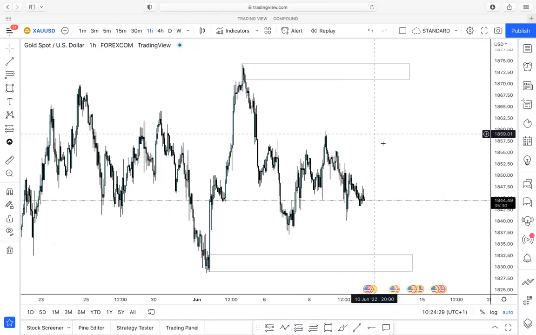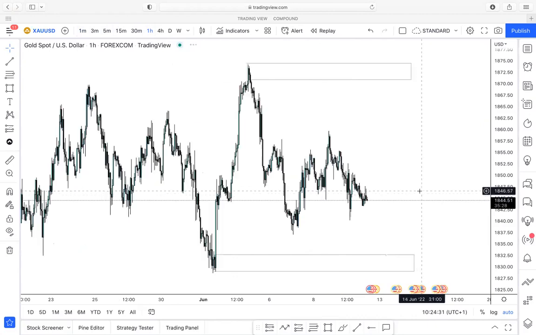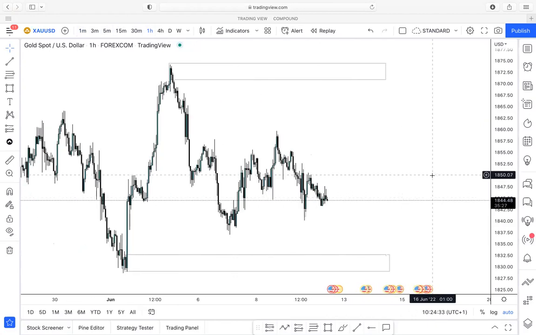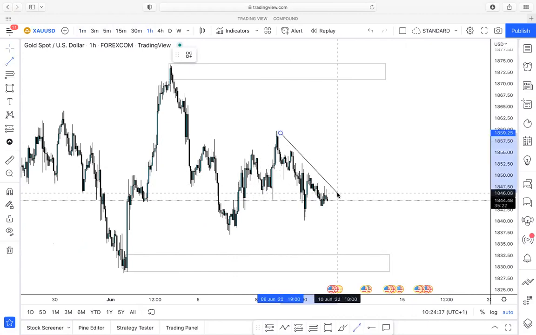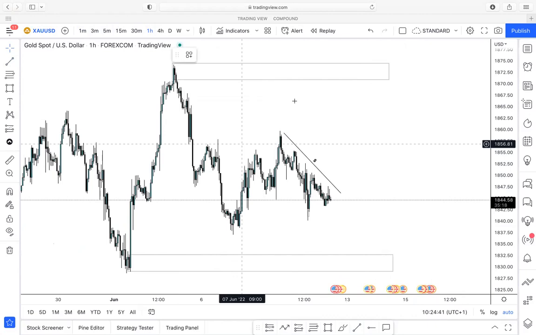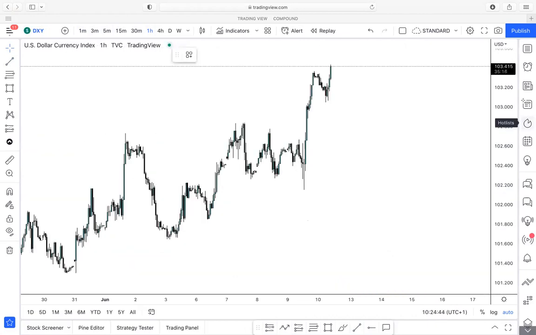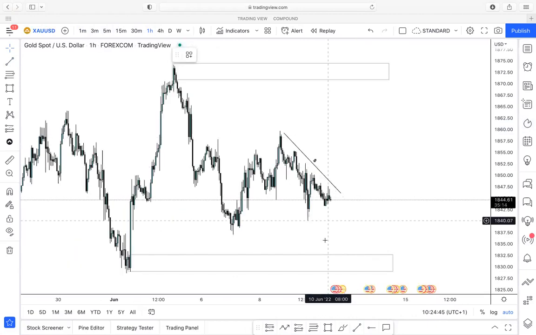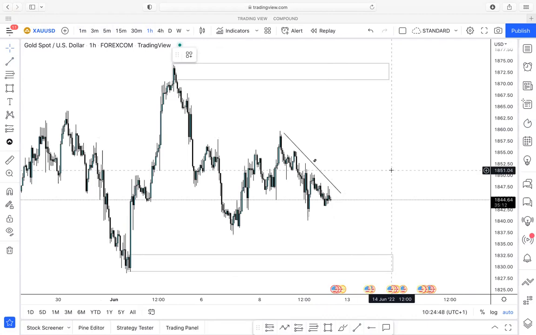So gold, to be honest with you, it looks awful. So I would say this will be swept. So if dollar index goes down, gold should go up and sweep all this, but also you have this. I wouldn't even bother with it. It's too confusing right now.